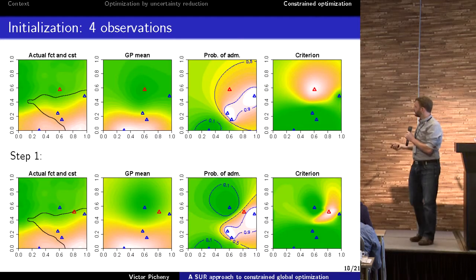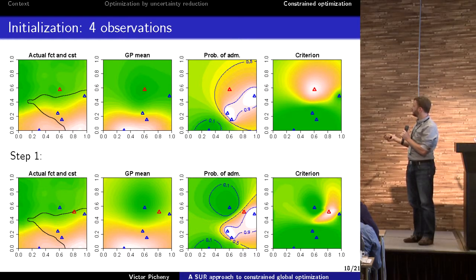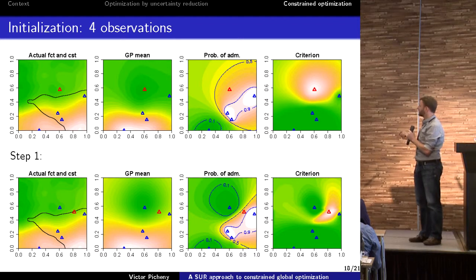So you do a first set of experiments. That's my blue triangles here. I have my Gaussian process average that tells me that here is a very nice region. My probability of admissibility by the second Gaussian process tells me that this is a feasible region, this is an unfeasible region, and the rest I don't know. And my criterion points at a good trade-off, which is the red triangle, and tells me go sample here.